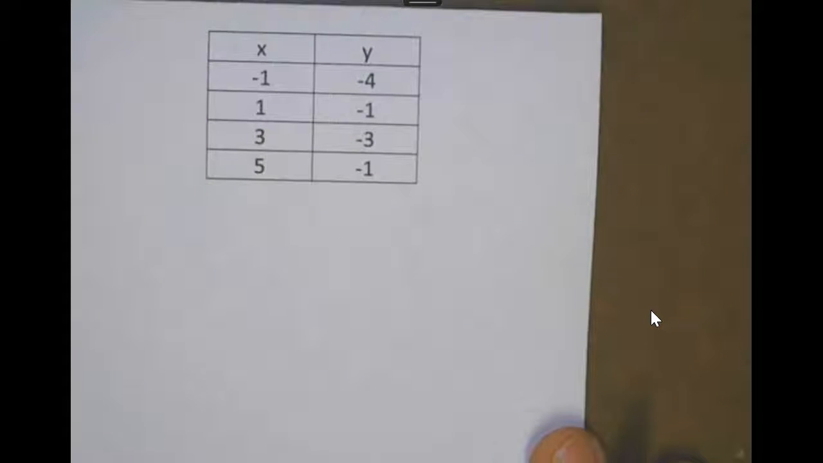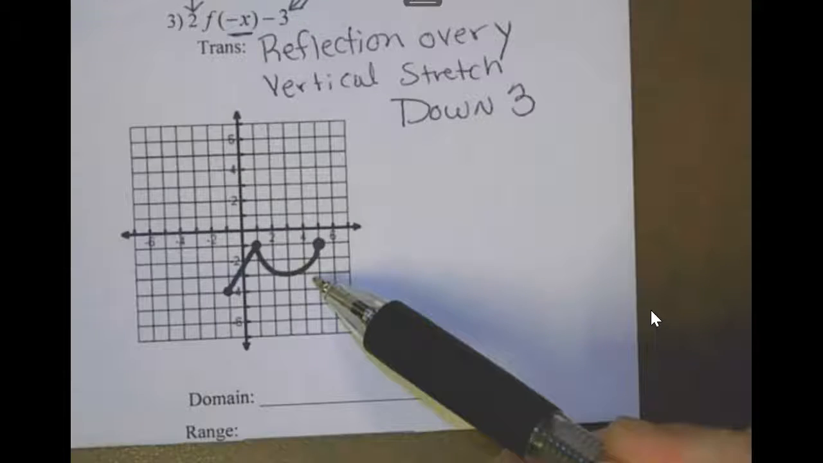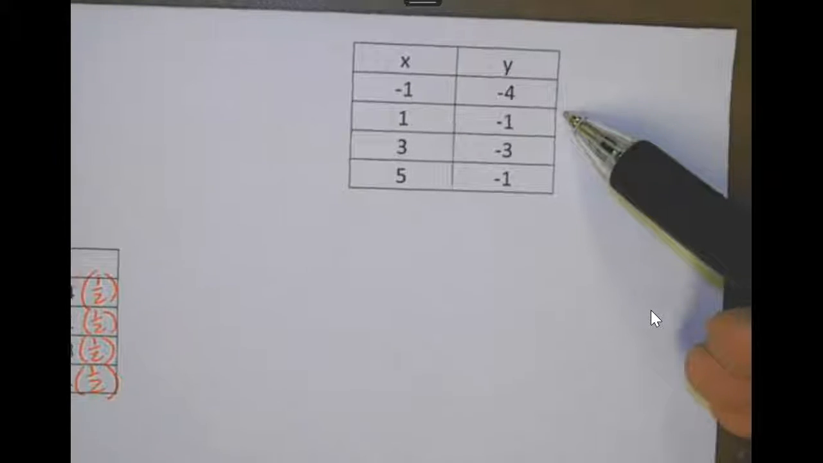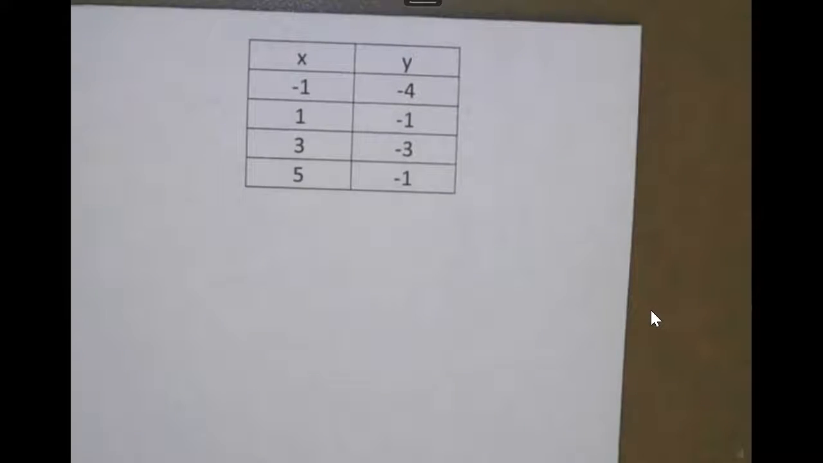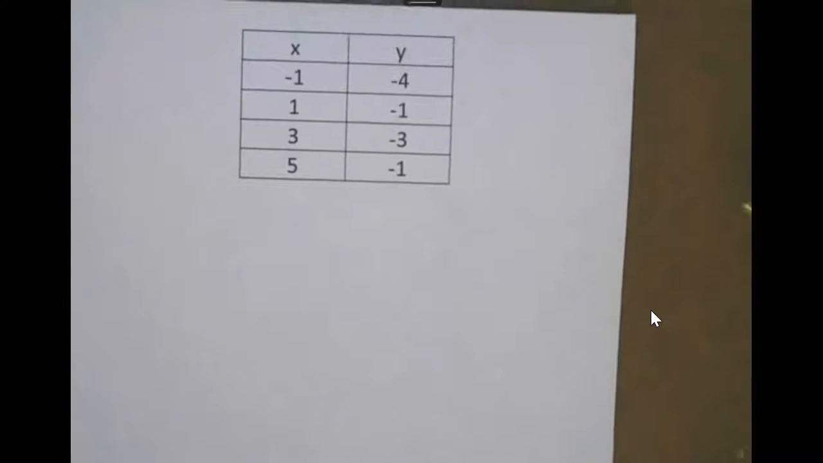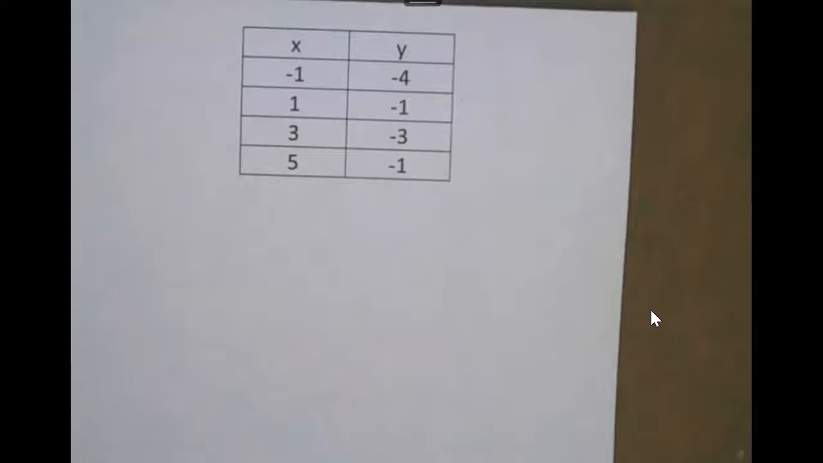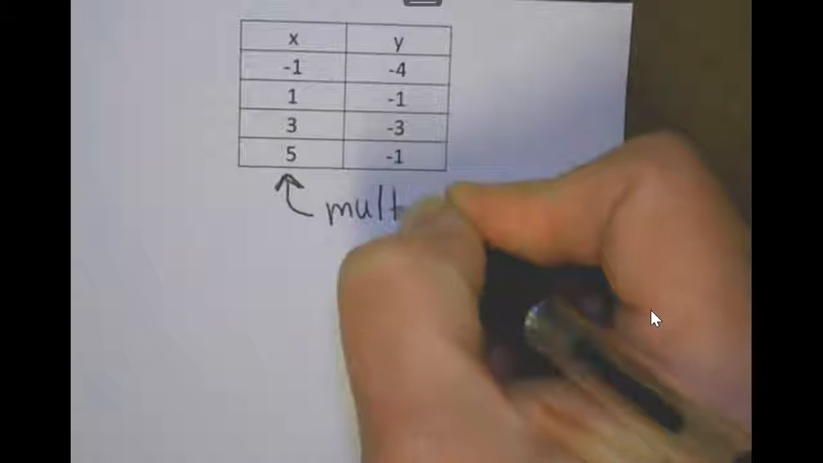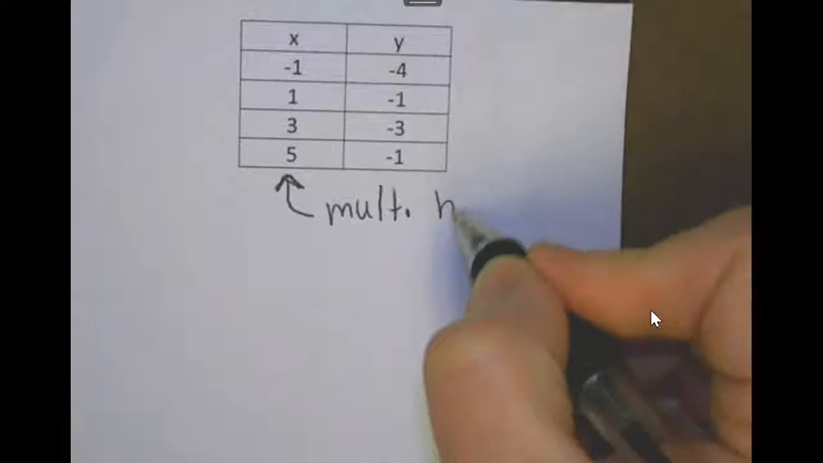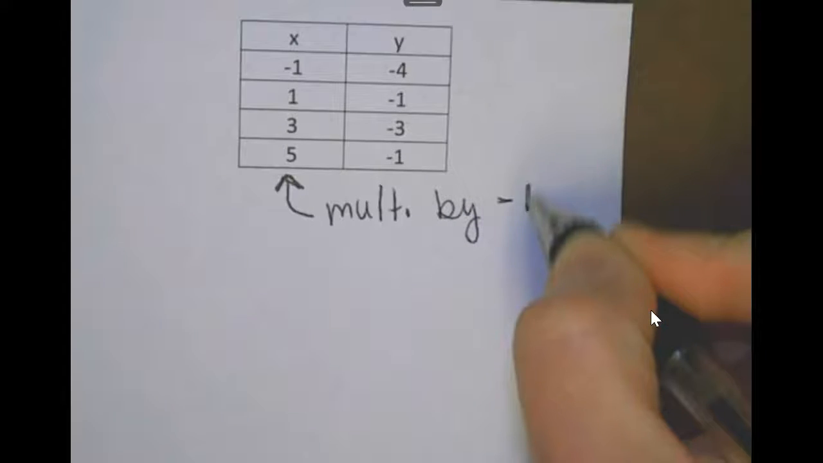This first table is the pre-image. It's what you start with. This graph right here goes with this first table. Our first transformation is reflection over what? Y. Now this sometimes is a little bit hard to understand. To make a reflection over y, you multiply the x column by -1.